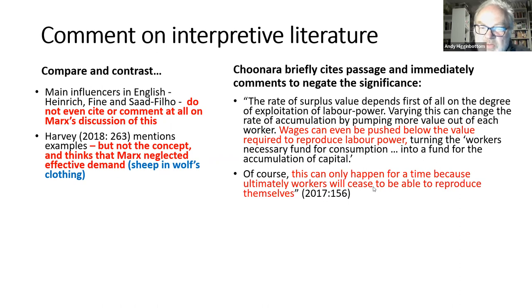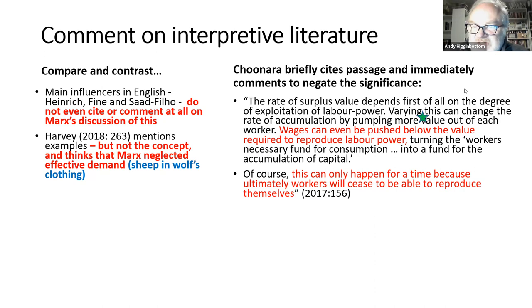Then he goes on to comment, right? This is Tuner now, not Marx. Of course, this can only happen for a time, because ultimately workers will cease to be able to reproduce themselves. So in other words, capitalism cannot allow this, or there's a suggestion that it can't really be a part of the normal functioning of the capitalist mode of production.